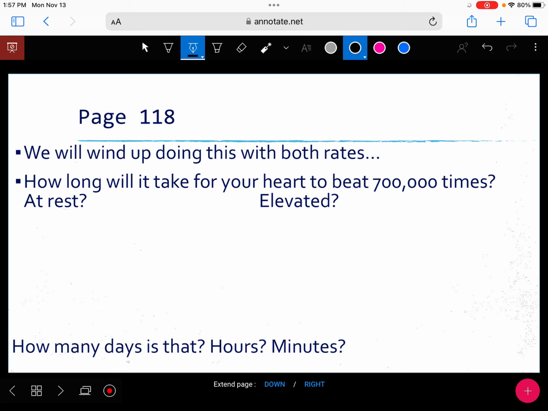Okay, so see if you can figure it out. Try it by yourself first. You guys have done conversions like this before in your lives. See if you can figure out how many minutes. Everybody's going to wind up with different answers because we have different resting heart rates and different elevated heart rates.